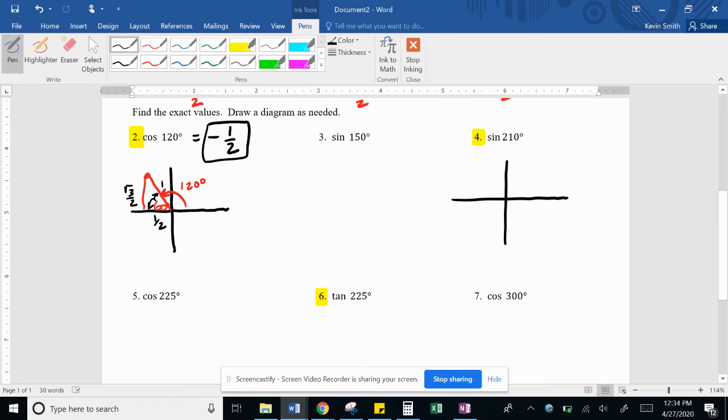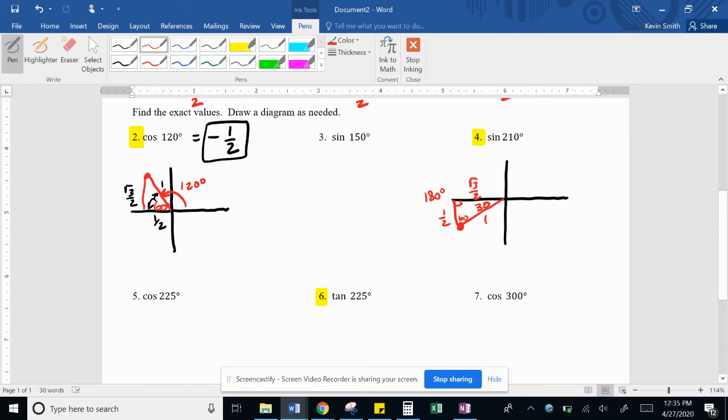For number 4, we're looking at the sine of 210. If this is 180 degrees, that will put me in the third quadrant here, which means I have a reference angle of 30. I will label my sides 1, 1/2, root 3 over 2.